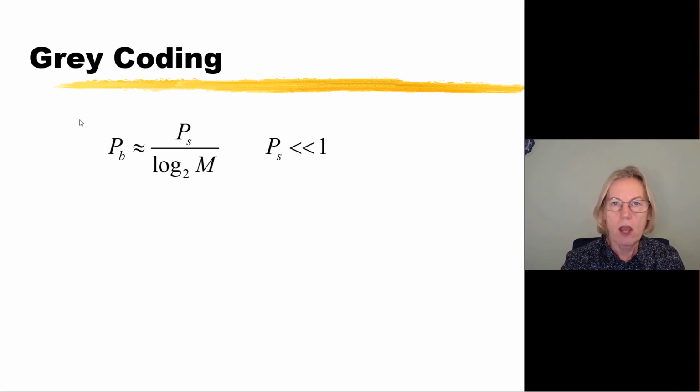So if we assume that we use a gray code, then it's easy to see that only 1 bit flips, which means that the probability of bit error would be the probability of symbol error divided by log 2 M. For instance, for 8 PSK, that would be 3. So the probability of bit error would be 1/3 the probability of symbol error, because on average only 1 of the 3 bits is flipped. And this approximation is accurate as long as the symbol error rate is small, so that indeed most errors are occurring at the nearest neighbor.